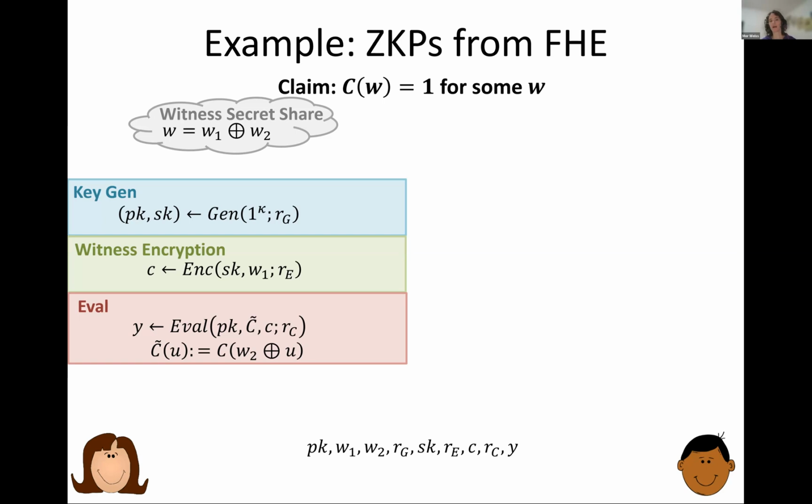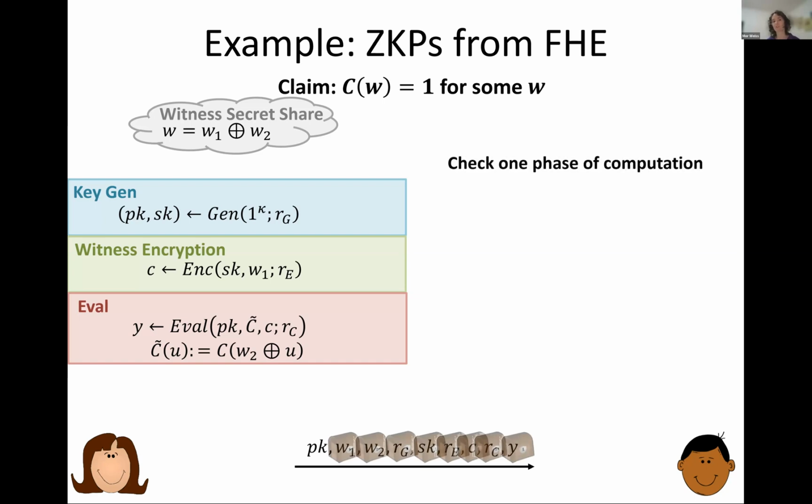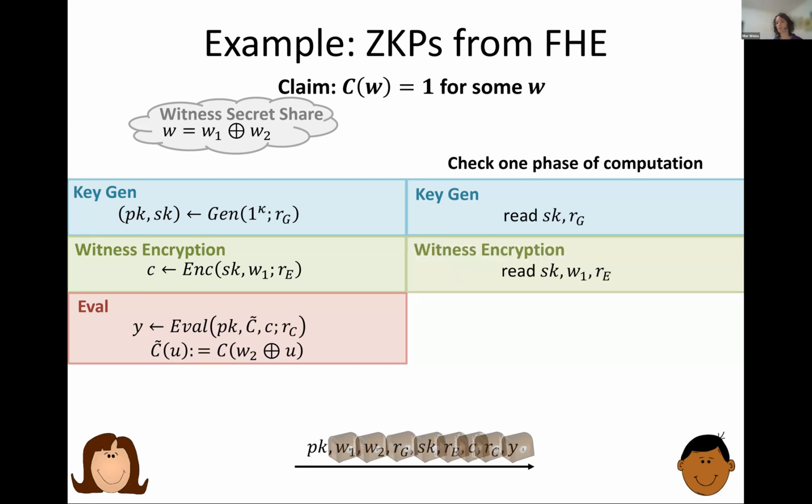Now the prover has a trace of the execution, which consists of the inputs and random inputs of all the algorithms and the outputs of all the algorithms, and this is what she sends over to the verifier. And now the verifier just wants to check that everything was executed correctly, and he's going to choose one of the phases of this execution and check that it was executed correctly. So for example, if you want to check key generation, you'll read the random input and the outputs and check that everything's okay. If you choose to check witness encryption, you will read the first witness share, W1.